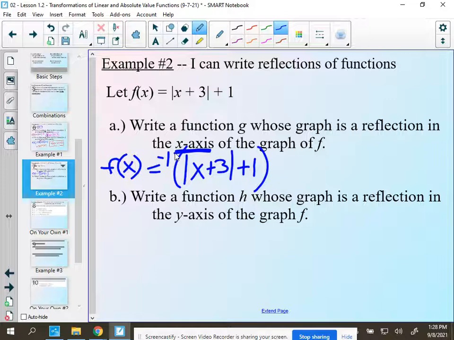We've done one like this, right? Just with different numbers. We're going to make sure we distribute not into the absolute value and all the way to the other side of it. So my result here, g of x equals the opposite of the absolute value of x plus 3, minus 1.